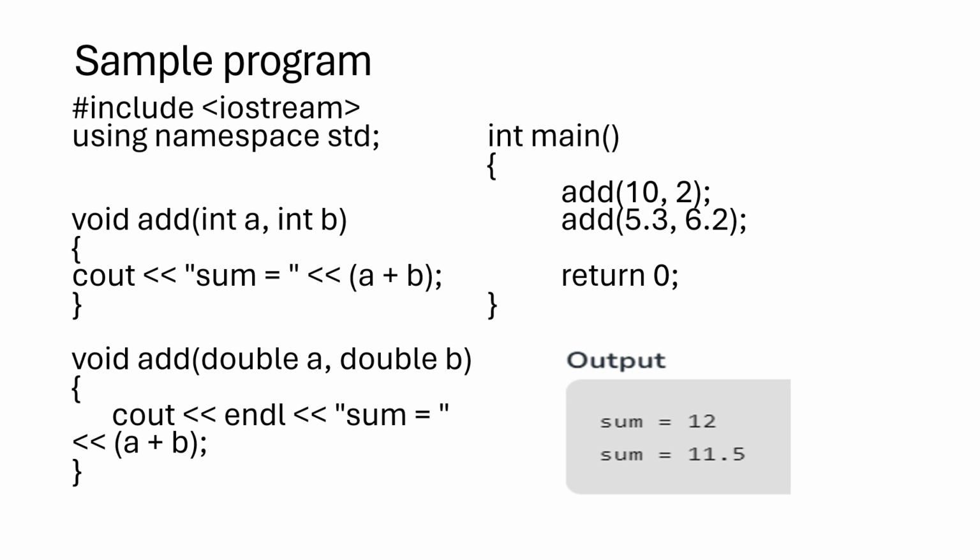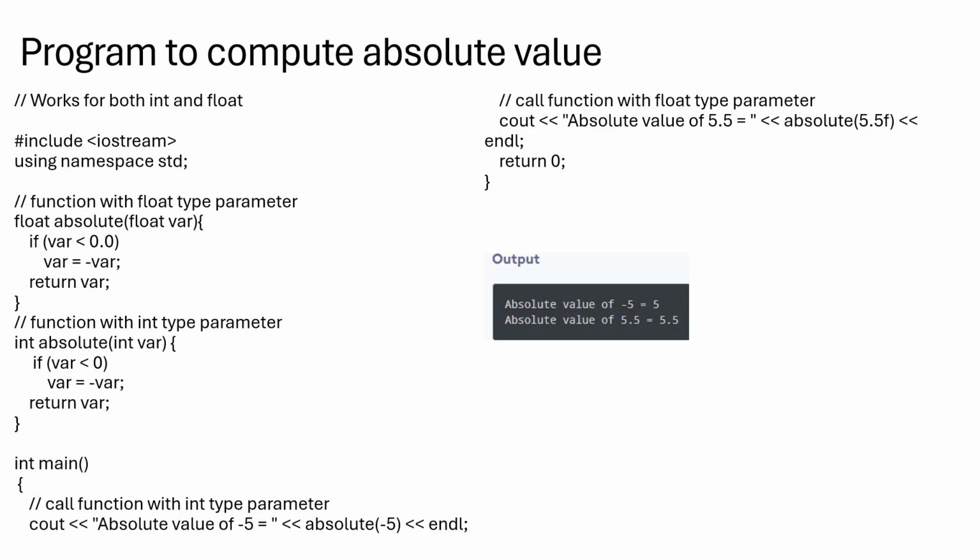Then in the main function, for the first function we are giving an integer as input, and for the second function we are giving the double value. So this will be the output of this program. From this program, both functions are going to add two numbers. We have the same function name, but the difference is the data type. One part is adding two integers, the other part is adding double numbers. Data type is different in this example.